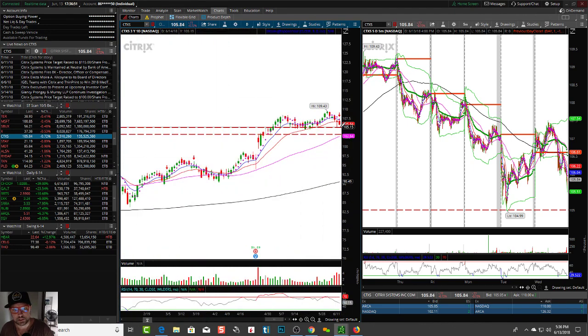You could say if this 105 fails, there's room to fall. So this is what I'm trying to show you guys, is to see ones that are likely to potentially move up or down with room to fall, which have some open interest and volume. And so that's kind of what I'm looking for. CTXS.